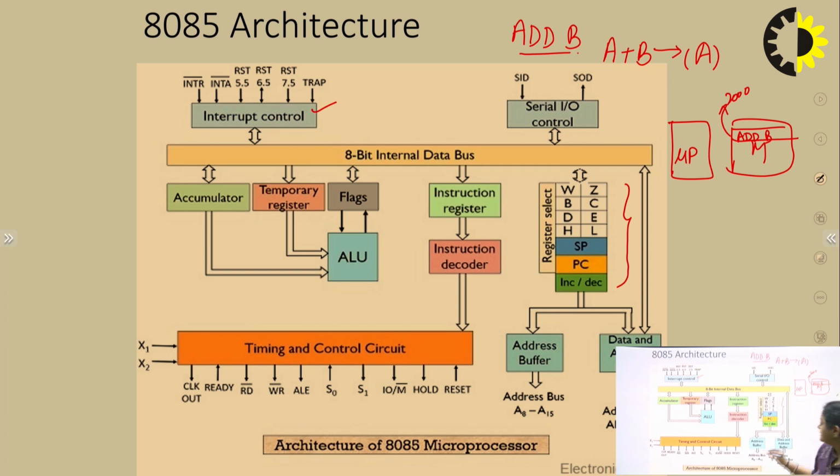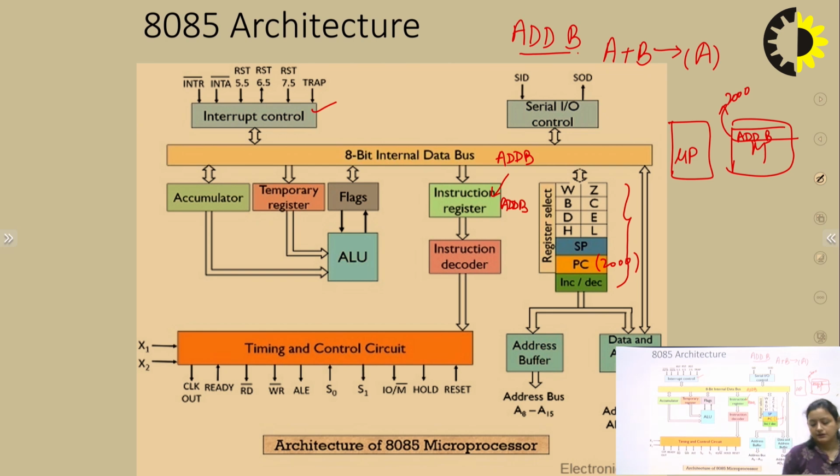So for this, the program counter PC will come into picture first. This PC will hold the value 2000. Why? Because this is the starting address of my program. Now PC will hold this address 2000. This address 2000 will go from address bus to memory and this instruction will be fetched back to microprocessor. It will come through this data bus to the instruction register, and ADD B will be recorded in your instruction register.